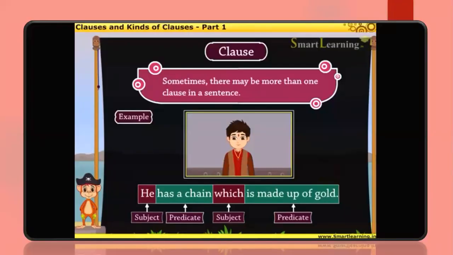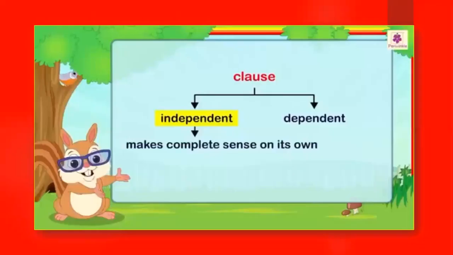So sometimes there may be more than one clause in a sentence. Just now we have seen one example of that. One more example: He has a chain which is made up of gold. So one subject is he, the other subject is which. Has a chain is a predicate, is made up of gold is a predicate. So we can see that there are two clauses in the sentence. So clauses are divided into two parts. One is the independent clause, the other is the dependent clause.